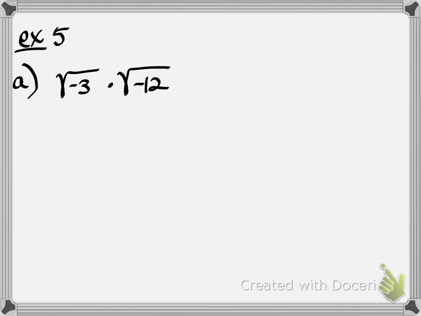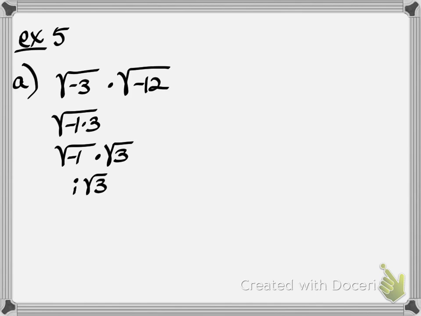So square root of negative 3, I won't usually write this, but it's like negative 1 times 3, which is like square root of negative 1 times the square root of 3. And the square root of negative 1 is i. So it's i square root of 3. And I would do the same thing for this second one. Take the square root of a negative, and it's i square root of 12.